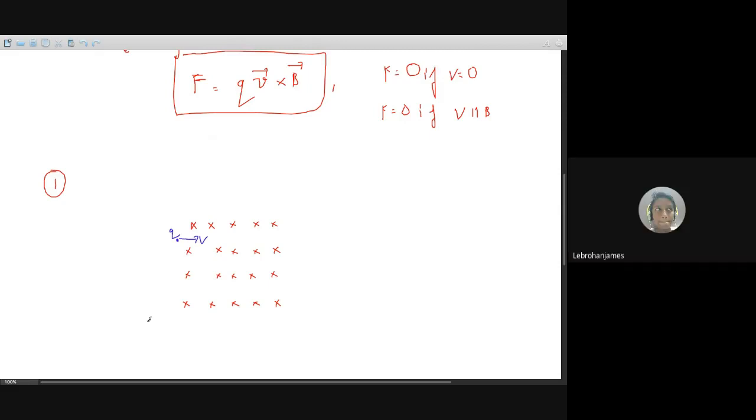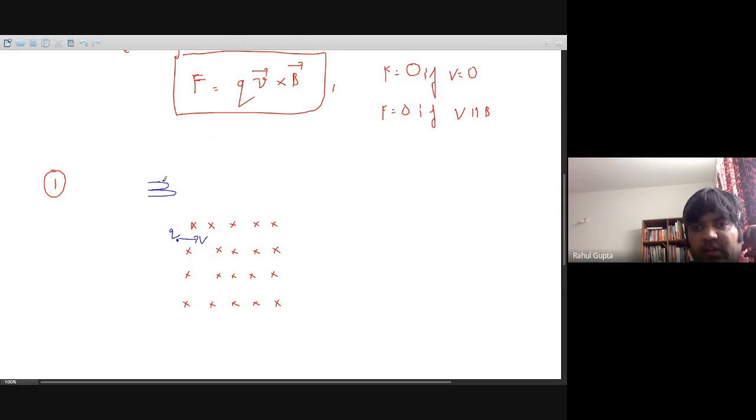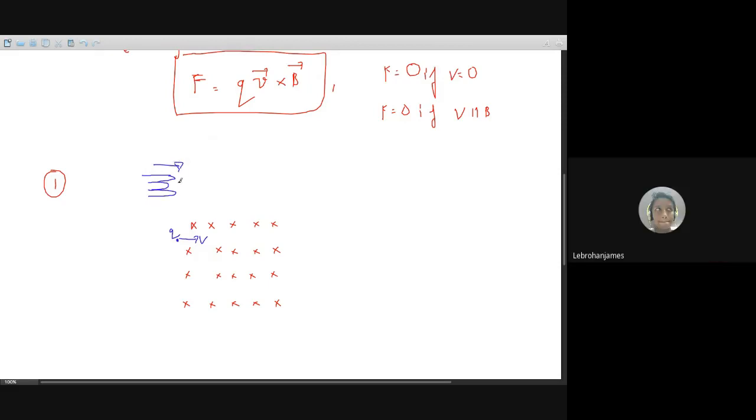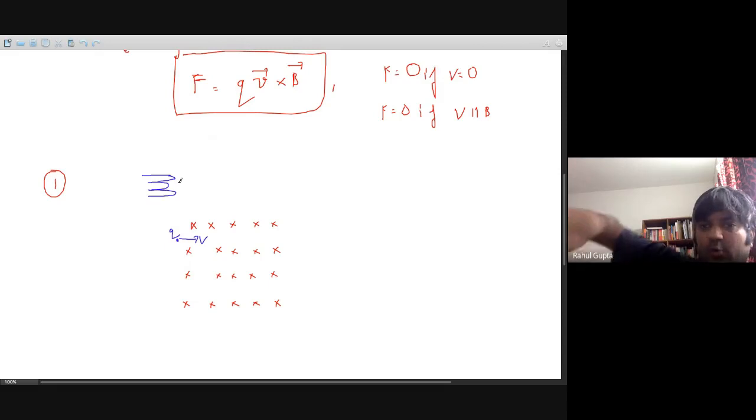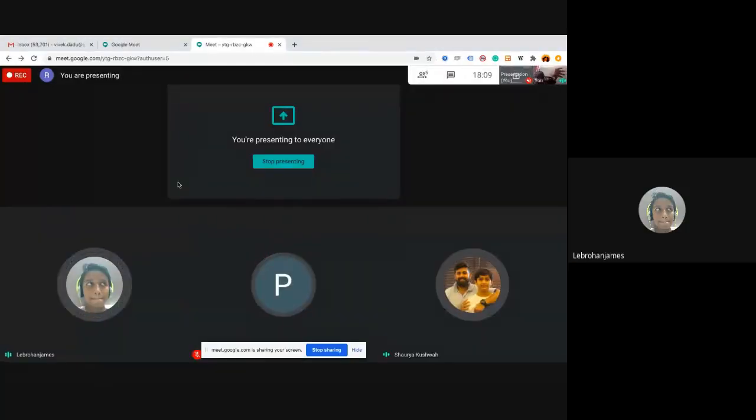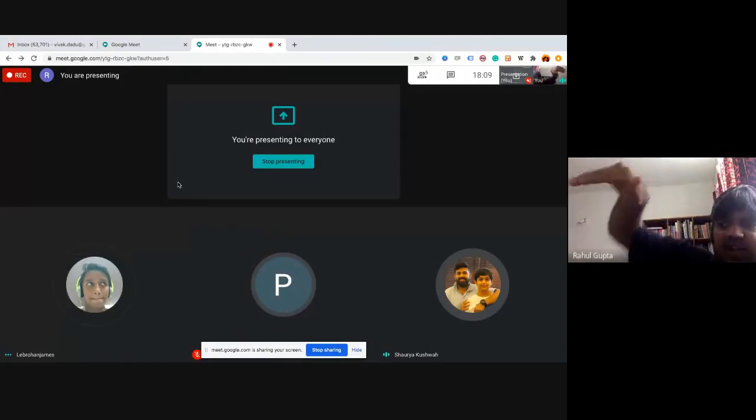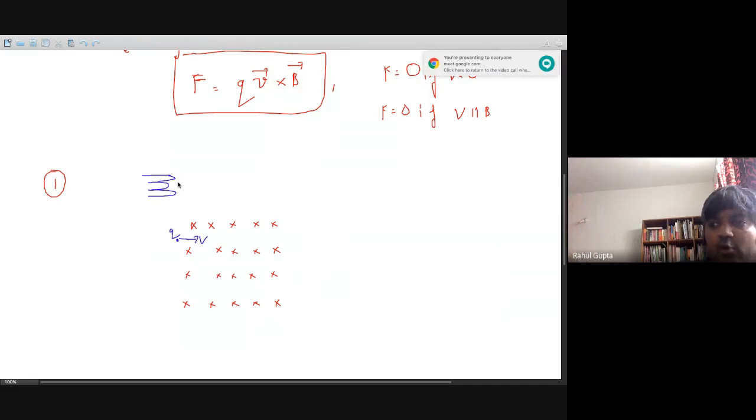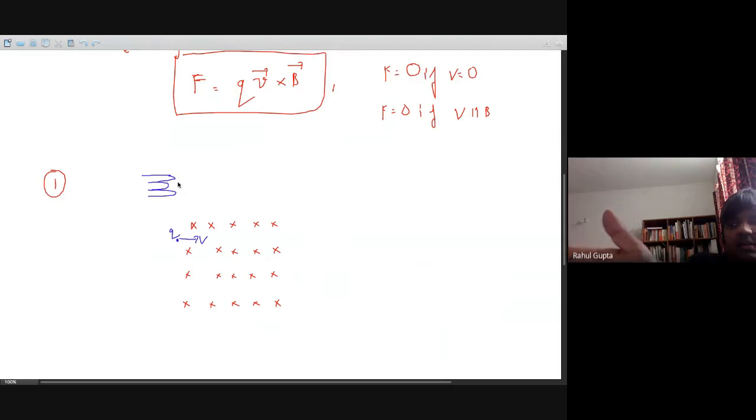Sir, I didn't understand how you're doing it. You curl your fingers in the direction of V. Yeah, V is like this, so my fingers are pointing like this, right? And your palm is the magnetic field. My palm is not the magnetic field. I can hold my fingers like this or like this, both ways they are in that direction. But ultimately I want to move my fingers towards the direction of magnetic lines of force, which is inward, right? So if I point them like this, I can move them inward.